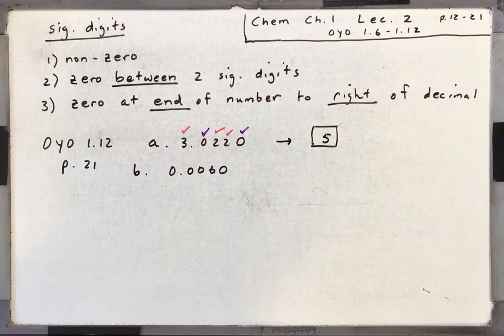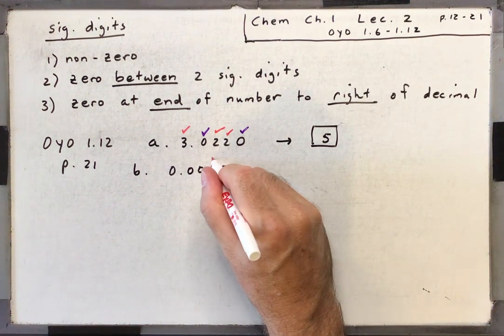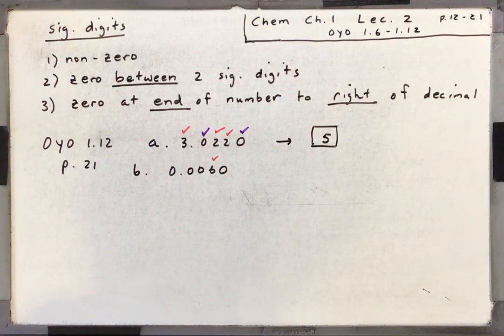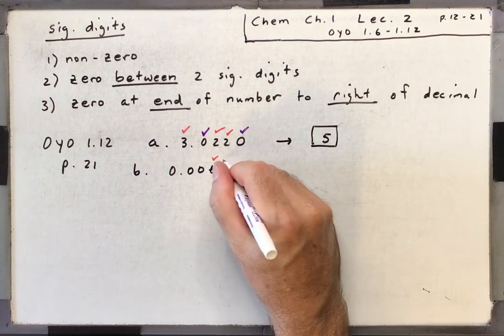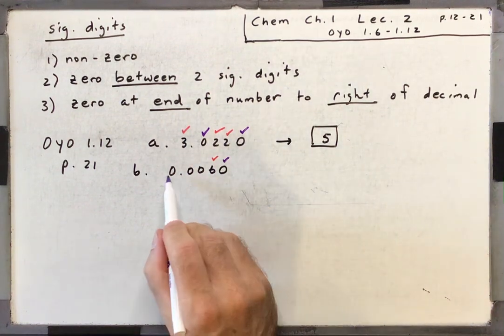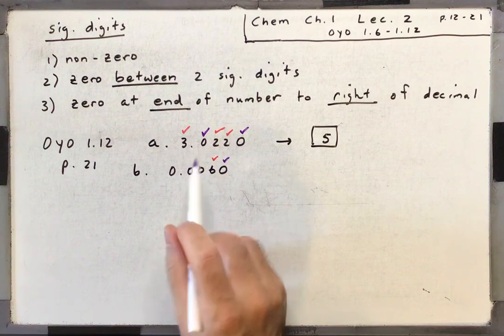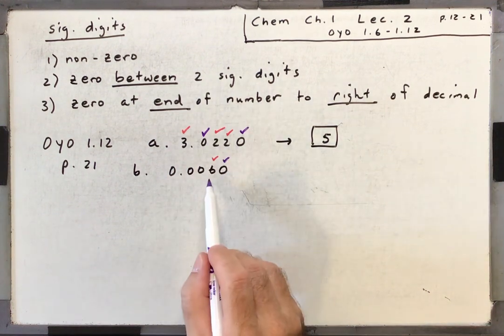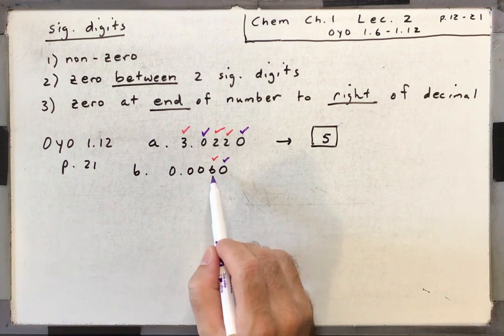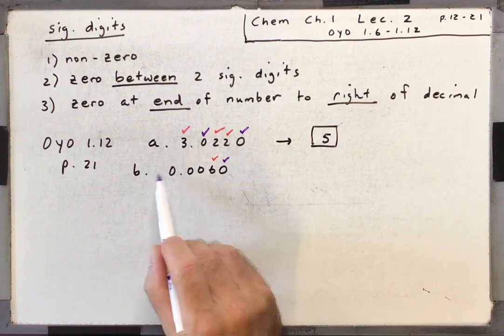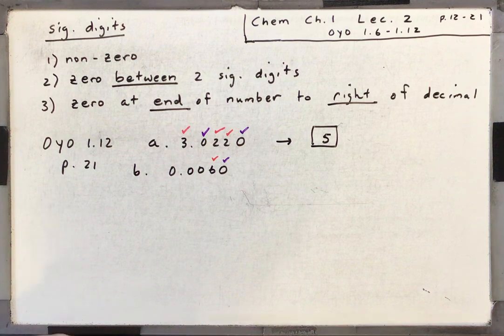Okay, I'm going to use the red one. All right, so we know the 6 is significant. It's not 0. So what about the other zeros? Well, we've got a 0 at the end of the number and to the right of the decimal, so that one is. But how about all these leading zeros? They're not between two significant digits, and they're not to the right of the decimal and at the end of the number. So none of these leading zeros are significant. So the answer here would just be 2.